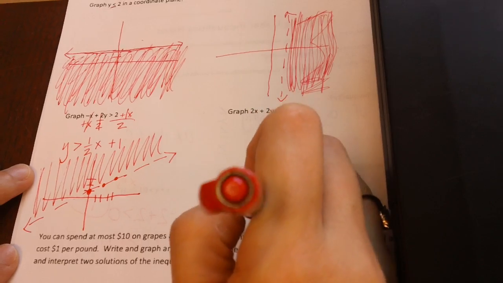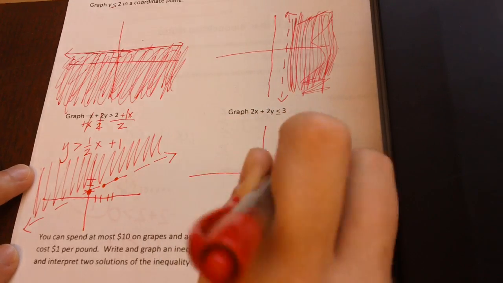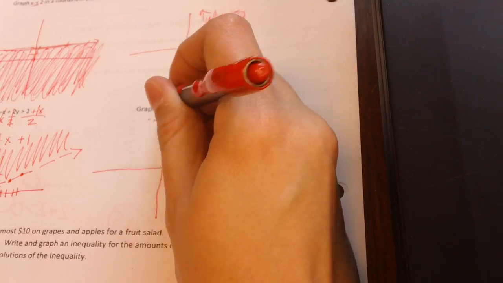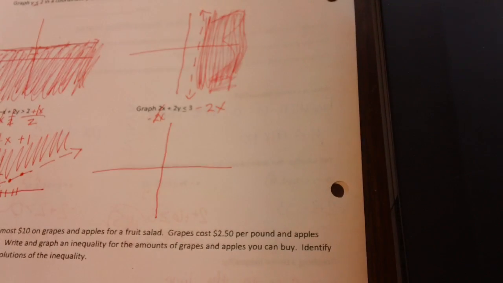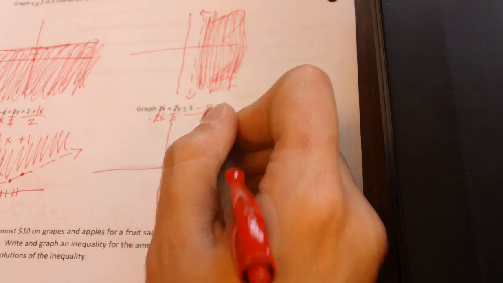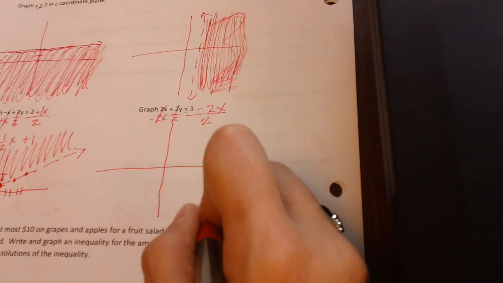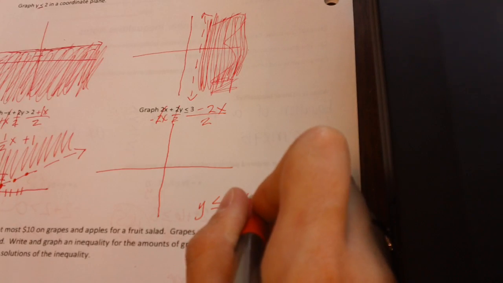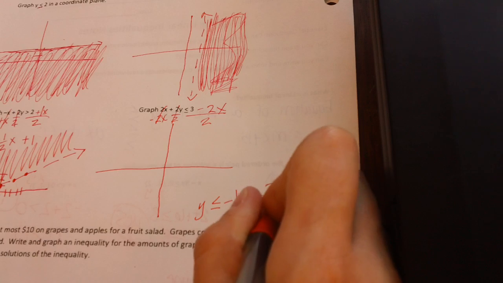On the next one, I'm going to change it to slope-intercept again. Subtract 2x from both sides. Divide by 2. So y is less than or equal to -1x plus 3/2.